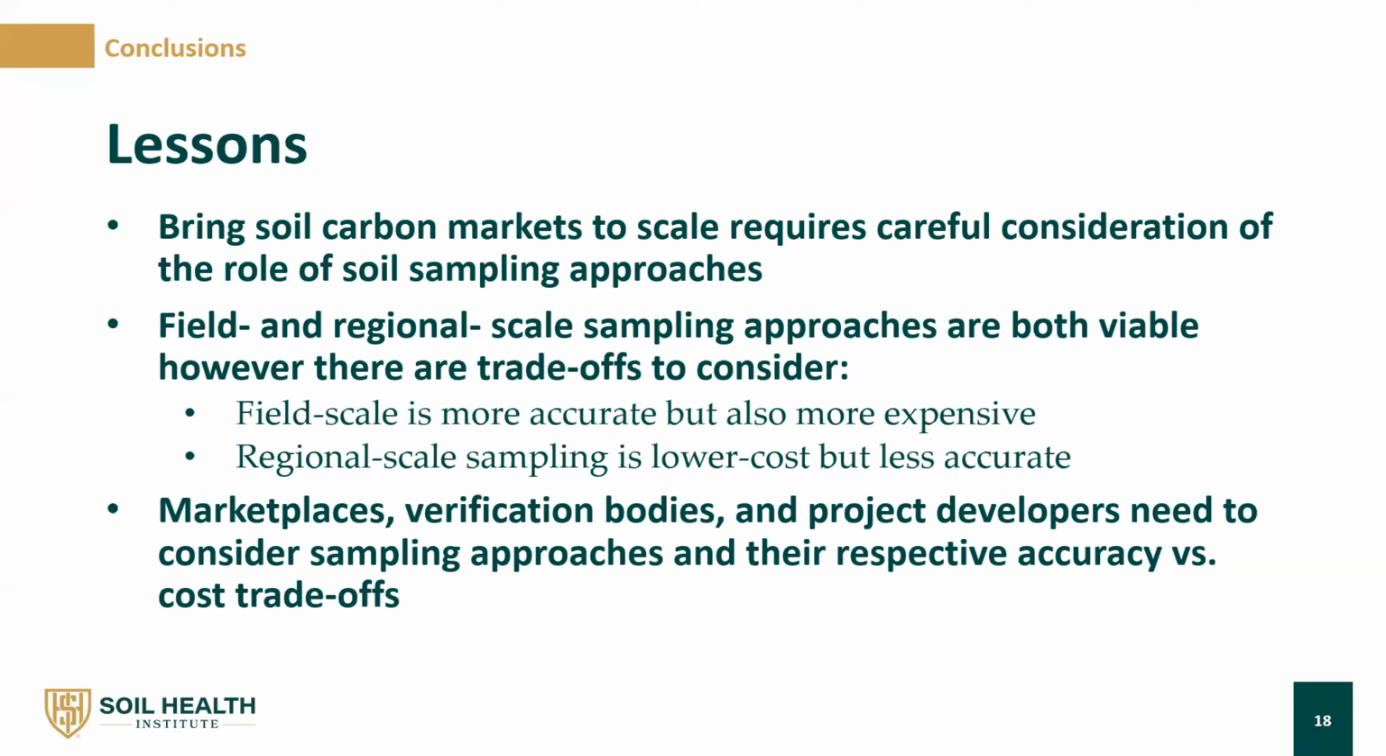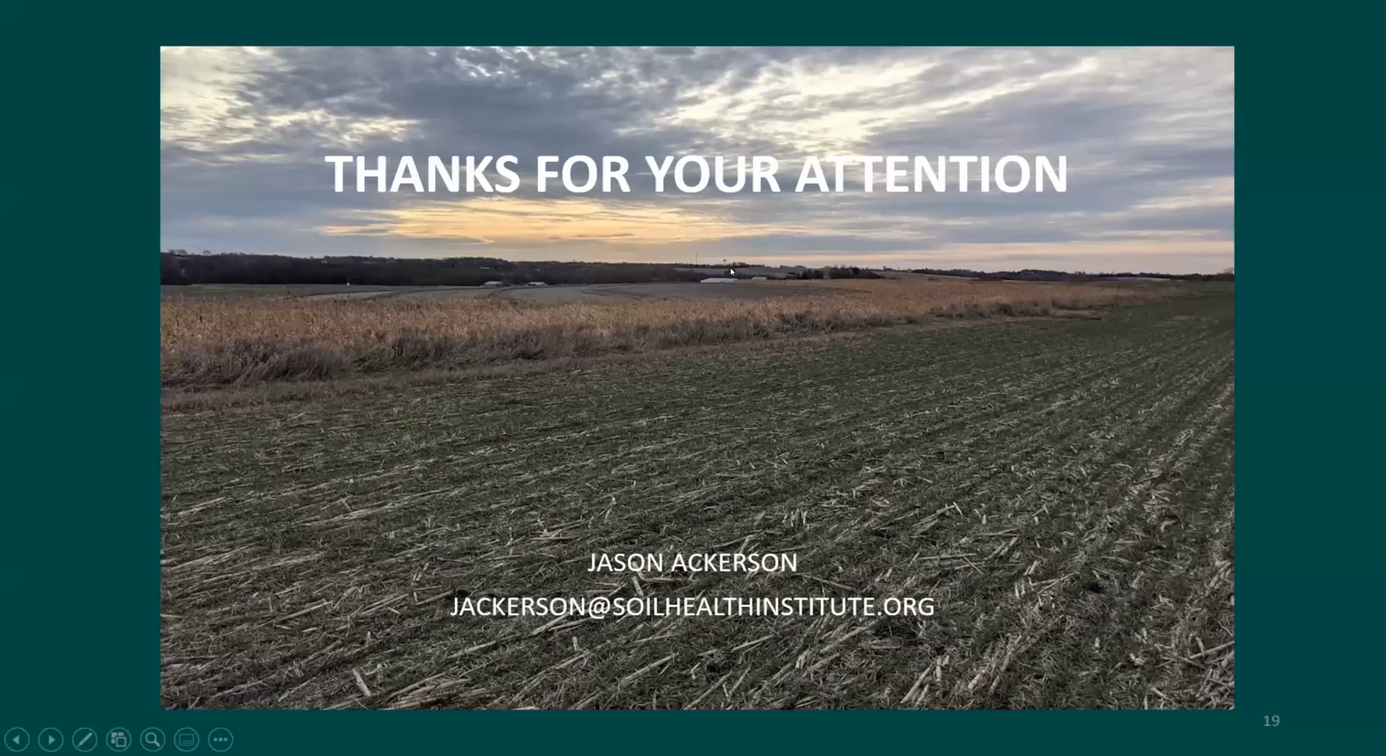Right? Field scale stocks are really accurate. They're the sort of gold standard, but they're really expensive. So we need to think about, at a project level or a market level, what's the right trade-off between sample cost and accuracy? This is where marketplaces, verifiers, and project developers all need to coordinate on what the right level of accuracy needed for marketplaces is. I think that's the end of my slide deck.